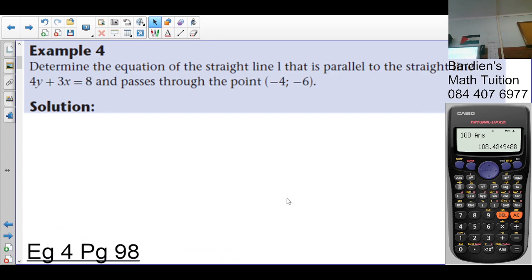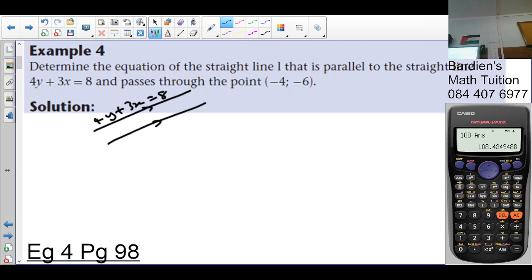So we are told determine the equation of a straight line L, which is parallel to the line 4y plus 3x equals 8. It passes through that point. So if lines are parallel, what do we know? Gradients are equal. So gradient 1 is equal to gradient 2. And that line that you must calculate is passing through the point negative 4 and negative 6. Okay? Basically what's happening.